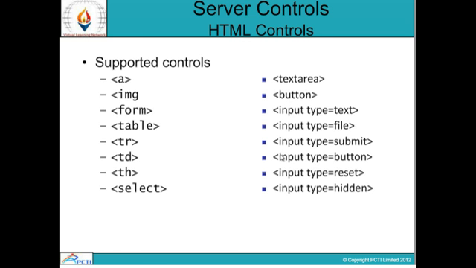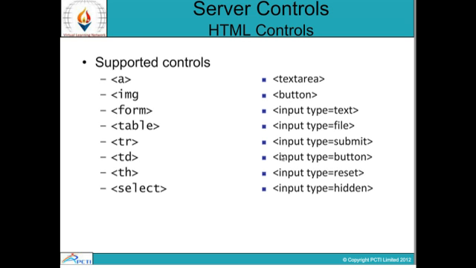We have server controls, which have HTML control correspondences. Like in HTML, the a tag corresponds to the text area in server control. The IMG tag in HTML controls corresponds to the button control in server. The form control corresponds to input type. The table tag corresponds to input type file in server control.